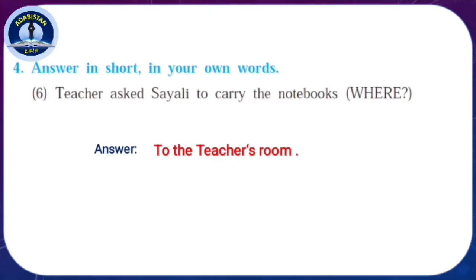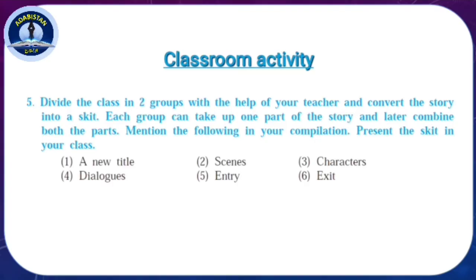Number 5. Divide the class in two groups with the help of your teacher and convert the story into a skit. Each group can take up one part of the story and later combine both the parts. Mention the following in your compilation. Present the skit in your class. Parts of the story are: Number 1. A new title. Number 2. Scenes. Number 3. Characters. Number 4. Dialogue. Number 5. Entry and 6.